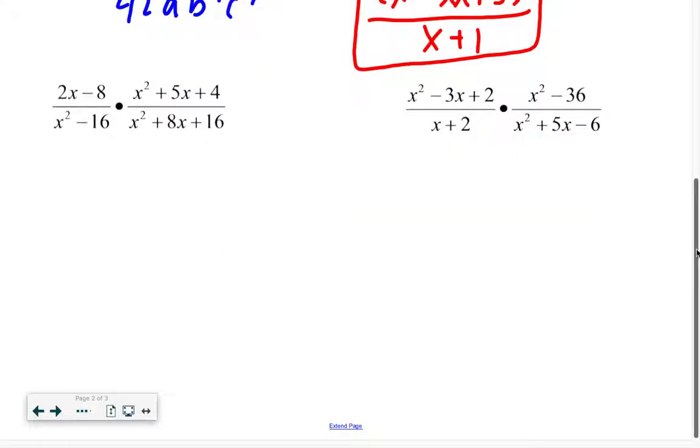Okay. How about my top left? Can I do anything with it? Can I pull something out? Wait, what? There's not a square. Do 2 and 8 have anything in common? Yeah, take out a 2. So I'm left with x minus 4, thank you. On bottom I got x squared minus 16, what's that? Plus 4 minus 4.